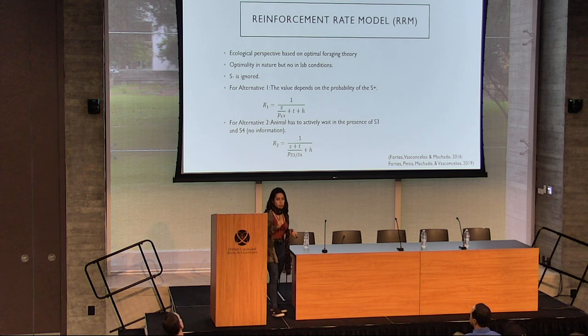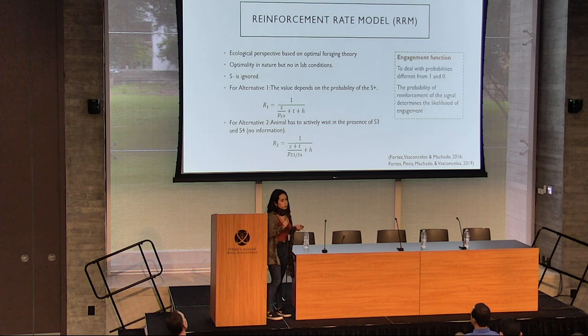And actually, the model predicts that if you don't drop the times that you see the S plus to zero, they're always going to choose that alternative. That is a crazy thing that actually has evidence that it happens. And instead, in alternative two, animals have to actively wait in the presence of the S3 and S4 because there is no information.